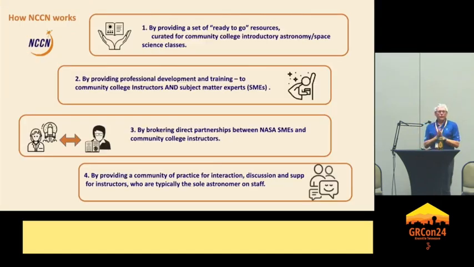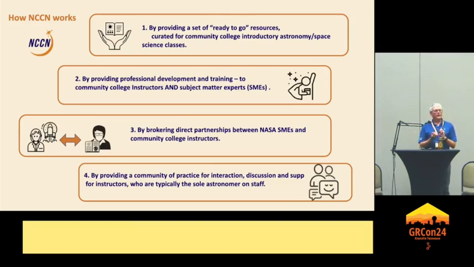NCCN works in 4 main ways. It provides a set of ready-to-go resources that these instructors can use for their classrooms. And one of those, of course, is what Vishal is going to talk about in a little bit. The second one is to provide professional development, actually get modern cutting-edge astronomy and space science developed by NASA into the hands of these instructors, so they're not just working from 20-year-old textbooks.